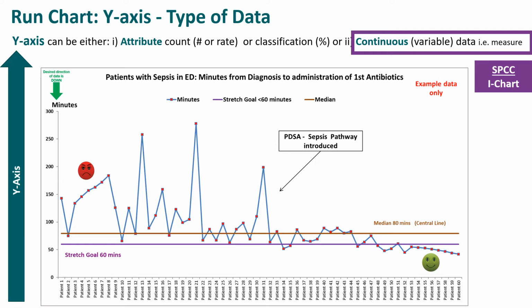In this example of a run chart, we're looking at continuous or variable data. The y-axis in this case is minutes or time. We're looking at sepsis patients in the emergency department. And what we're actually measuring here is the minutes from their diagnosis of sepsis to the administration of their first antibiotics. And the patients on the x-axis are seen in chronological order.